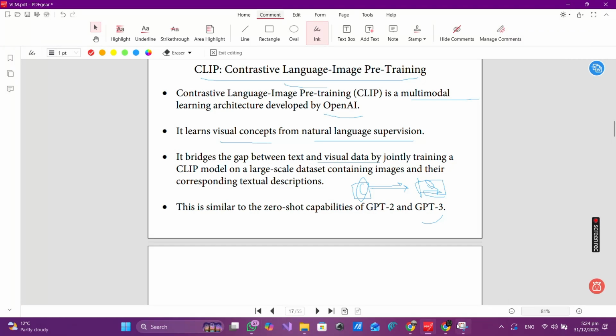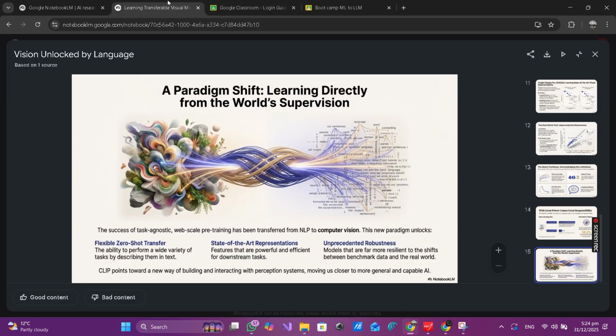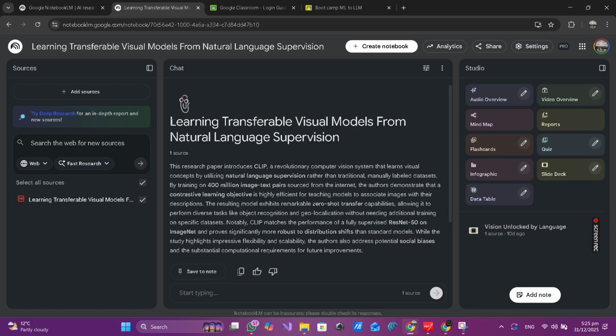So today the topic we're going to discuss is the CLIP model. For that, the paper name is "Learning Transferable Visual Models from Natural Language Supervision."